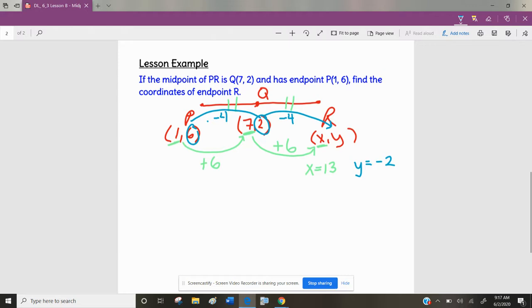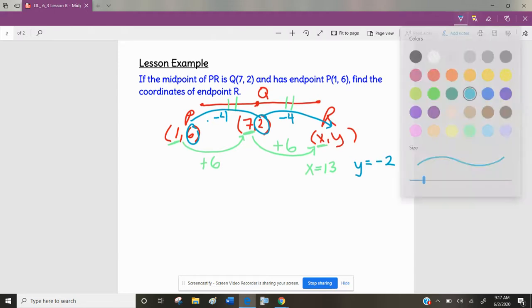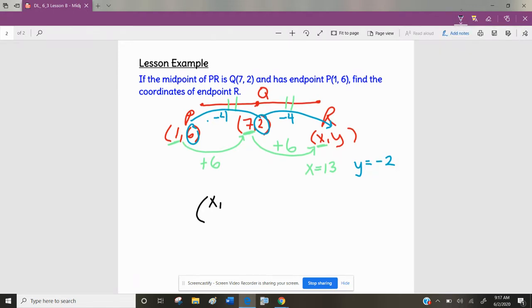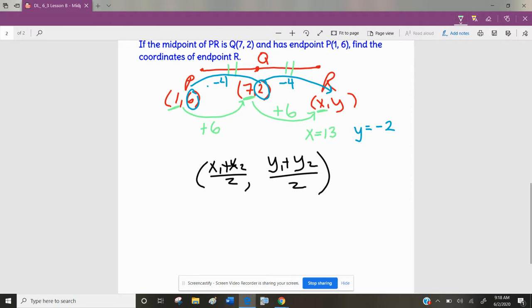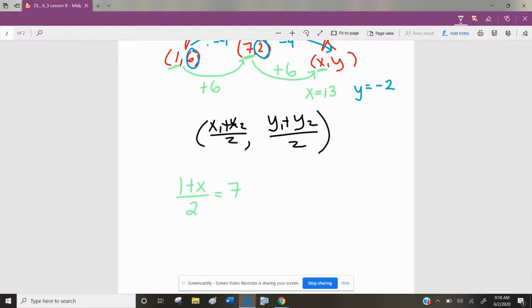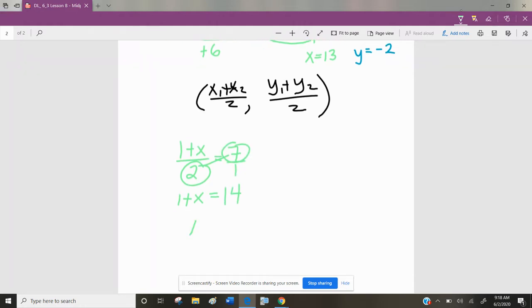So let's see if we get these same results by manipulating our midpoint formula. So x1 plus x2 over 2, y1 plus y2 over 2, and that would equal the coordinates of our midpoint. So let's look at our x's. We know 1 plus x over 2 should give us a value of 7. We'll multiply both sides by 2, which is the opposite of dividing by 2, and that gives us 14. So what number do we add to 1 to get 14? That would be an x value of 13.